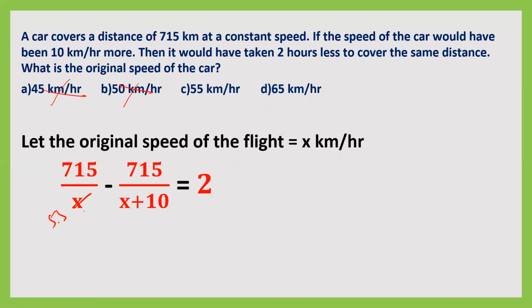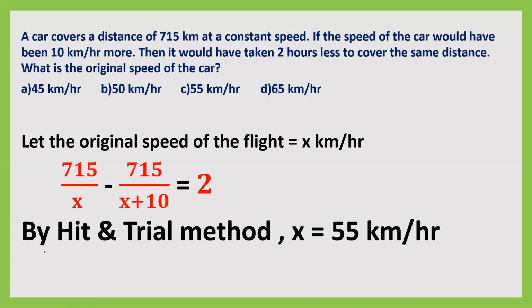About 55. 55 is a multiple of 11. Is 715 a multiple of 11? Yes. And 5, 12 plus minus 1. So if you cancel, you'll be getting this as 13 hours. And here it is 65, you'll be getting 11 hours. Difference is 2 hours. So applying options, we'll be getting the answer as 55 km per hour.